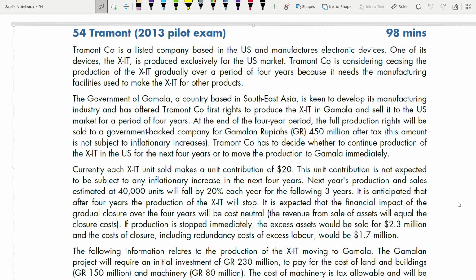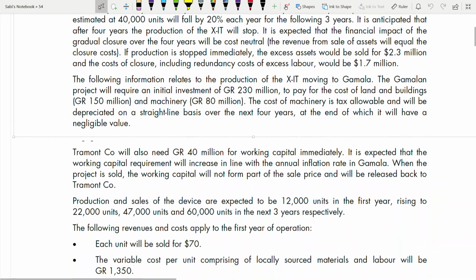I'll be solving past papers and the mocks and the specimen papers. Specimen papers, I think I've solved. I just have a few past papers to solve and then these questions. So starting with 54, Tramont.